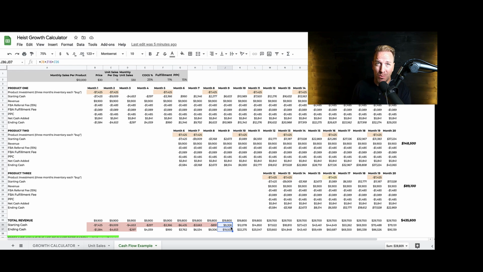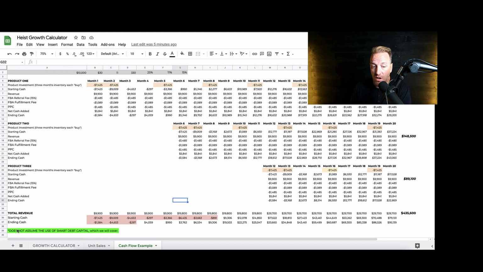Once you hit this equilibrium, keeping in mind the compounding effects that happen, all of a sudden you start to hockey stick, and that's when you really start to generate and spin off cash. This is the period where you can really start to grow your Amazon business. All of this obviously assumes that you're not using smart debt or smart capital to grow your Amazon brand. We will get into that in additional videos later on in the course.